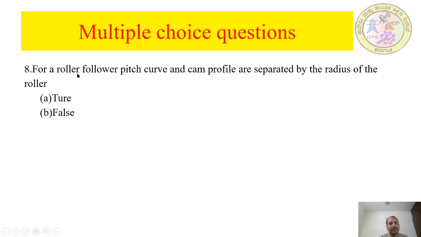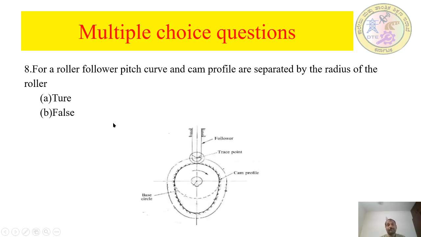For a roller follower, pitch curve and cam profile are separated by radius of the roller. The options are true or false. We know in case of roller follower, this pitch curve and the cam profile, they are separated by radius of the roller. So the answer is true. Answer is A.